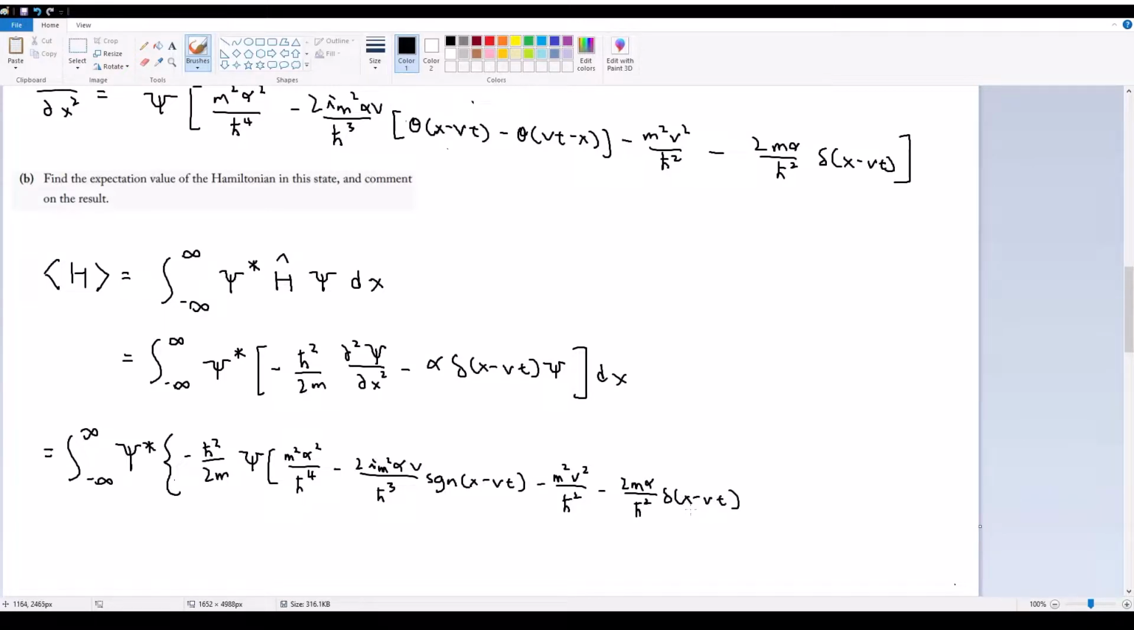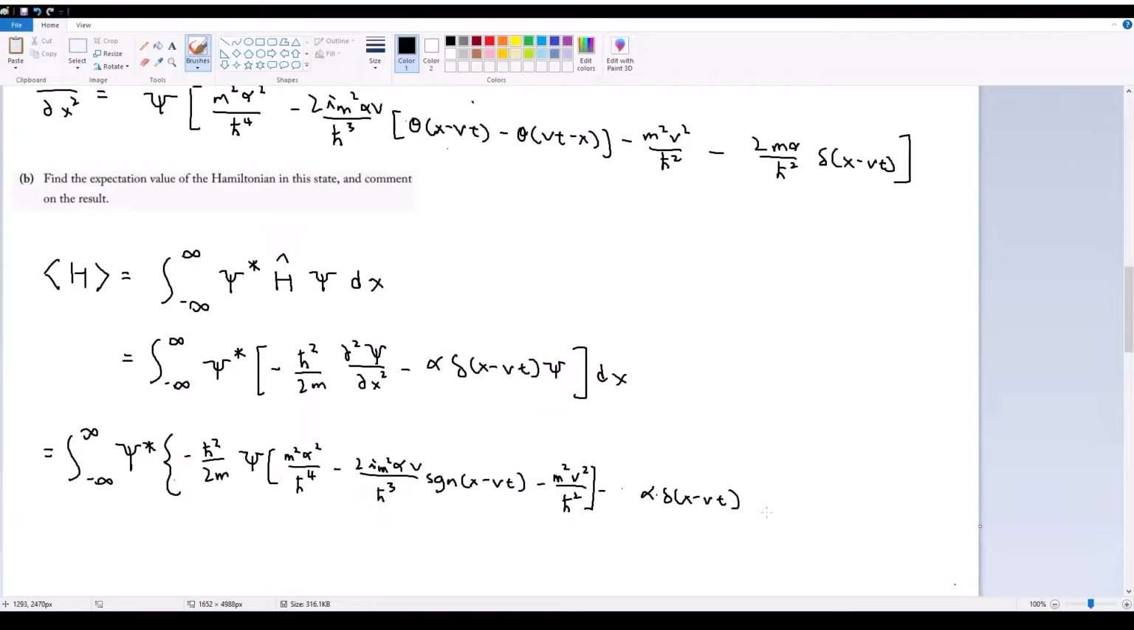And actually, just to make this a little bit simpler, I'm going to take this out of my bracket preemptively and just multiply by h bar squared over 2m. So the h bar squared at the bottom disappears, the 2m at the top disappears. It's just giving us minus alpha Dirac delta x minus vt.